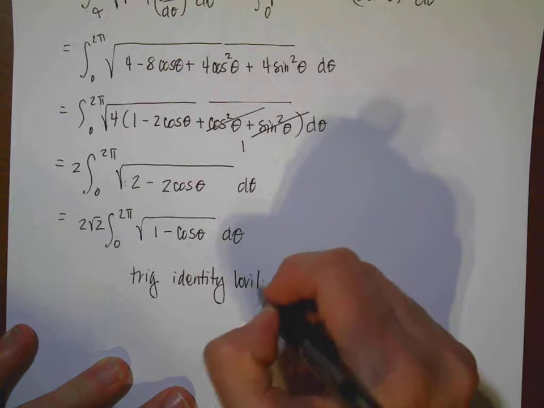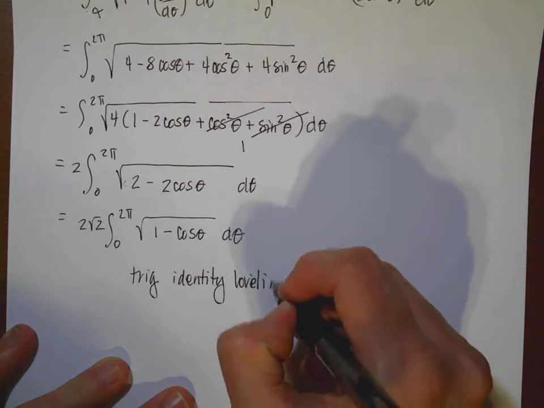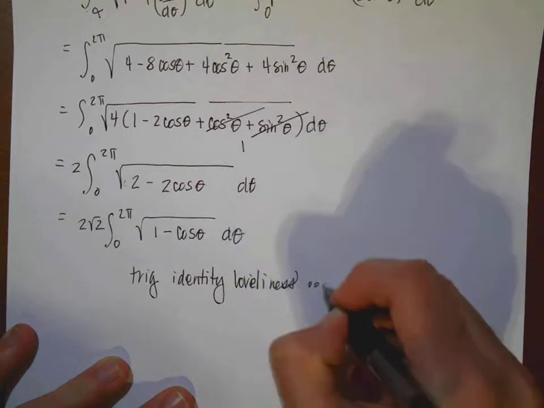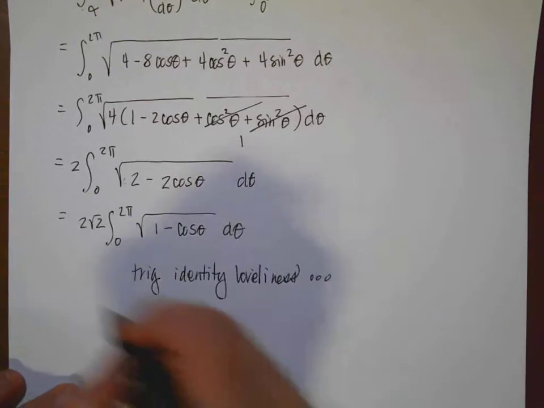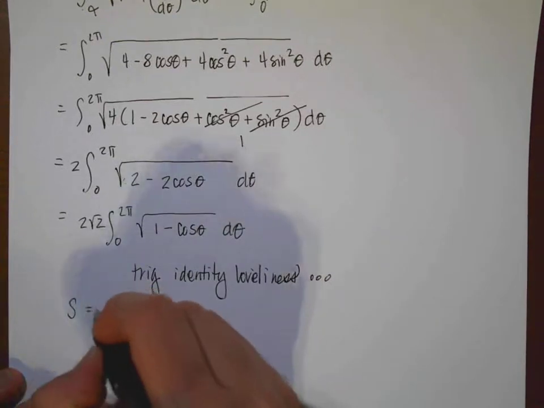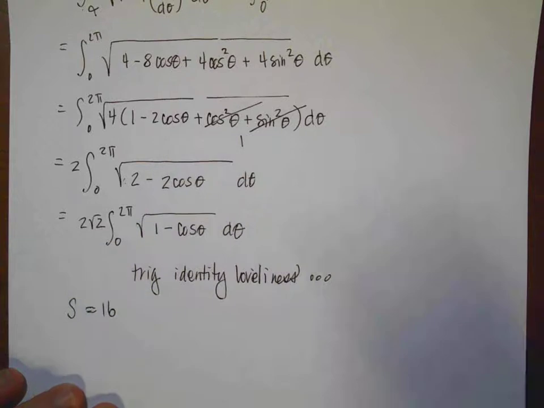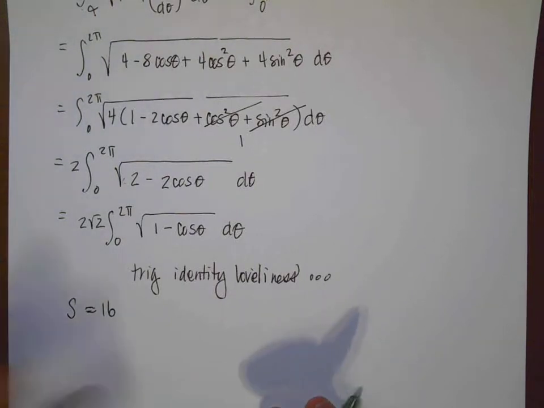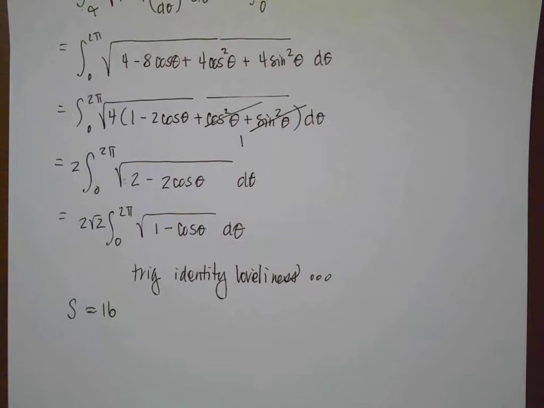So we're going to do some trig identity loveliness. We're going to whip out our handy-dandy graphers and we get that the arc length is 16. How was that for some trig identities? All right, ladies and gentlemen, we are done. Calculus is finished for BC. See you soon.